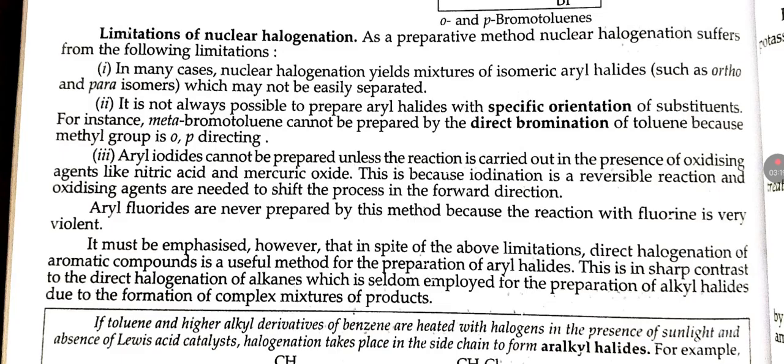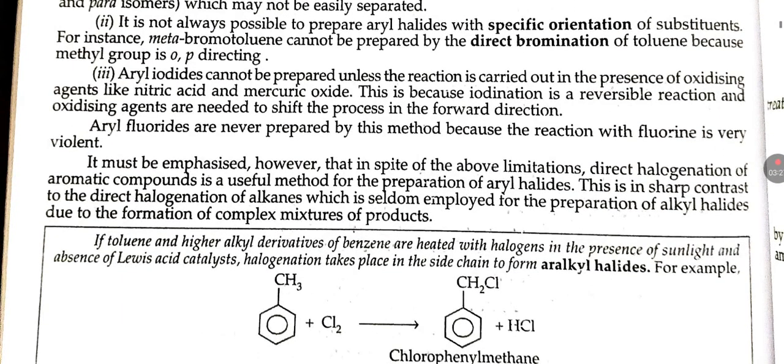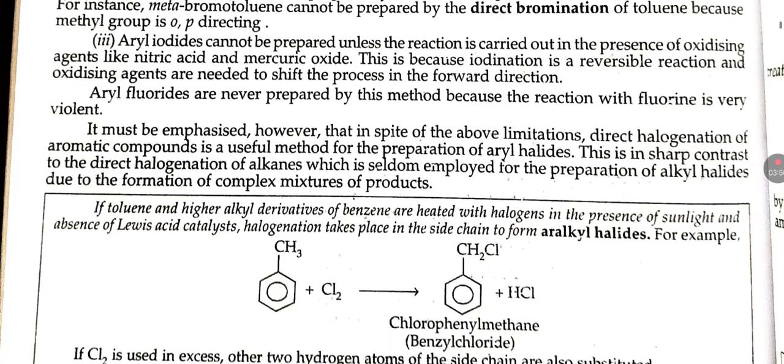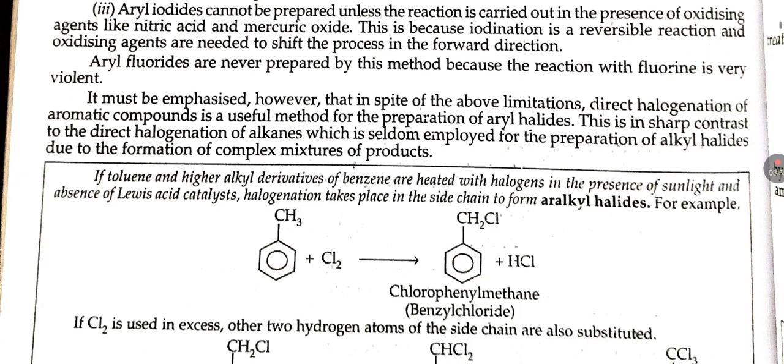For instance, meta-bromotoluene cannot be prepared by the direct bromination of toluene because the methyl group is ortho-para directing. Aryl iodides cannot be prepared unless the reaction is carried out in the presence of oxidizing agents like nitric acid and mercuric oxide. This is because iodination is a reversible reaction and oxidizing agents are needed to shift the process in the forward direction. Aryl fluorides are never prepared by this method because the reaction with fluorine is very violent.